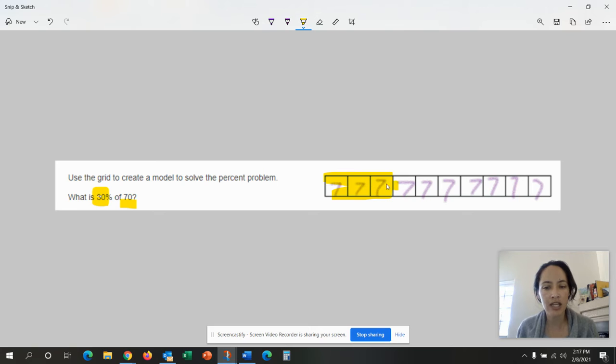So then, just like the other problem gave us the number 18, here we're going to find the number and see that 3 times 7, or 7 plus 7 plus 7 is 21. So what is 30% of 70? 21.